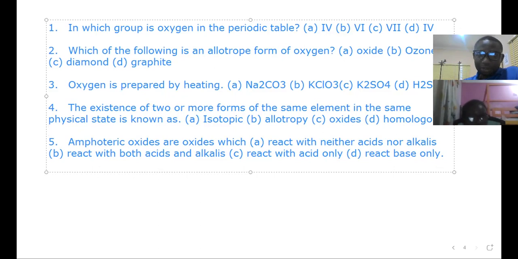Which of the following is an allotrope of oxygen? Ozone. Don't tell me you're looking at your notes. Come on, close the note. Ozone. Don't look at your note again. Okay.